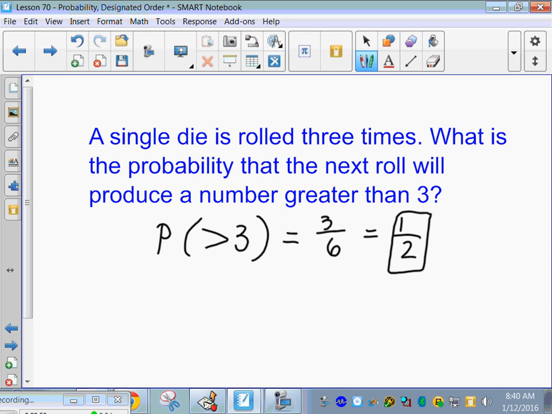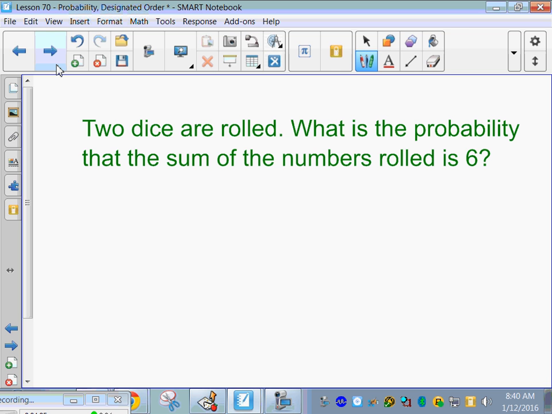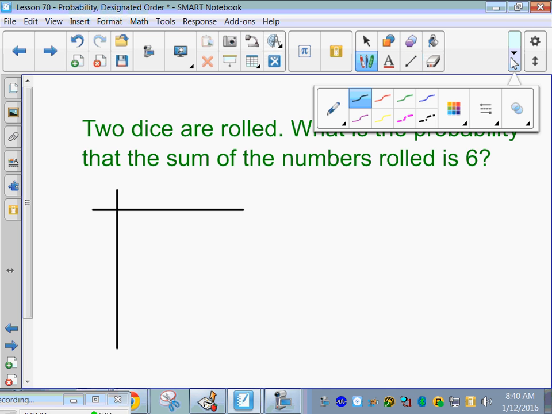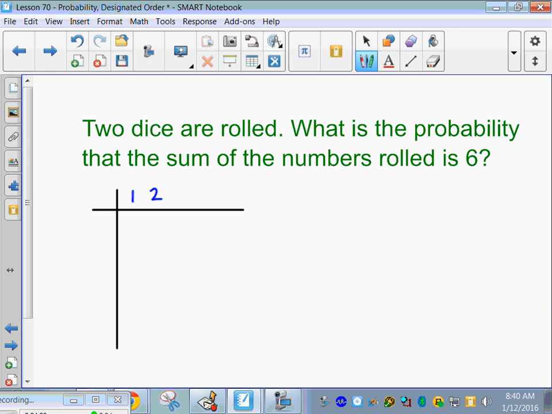All right, 2 dice are rolled. What's the probability the sum of the numbers rolled is 6? This one is a little more challenging. Every time you guys see the 2 dice problem, you have to draw this picture out, all right? So it's going to be a pain, but this will help you remember it forever, which you're going to need in Saxon. Okay? This time we're rolling 2 dice. So for one of the dice, we can get a 1, 2, 3, 4, 5, or 6.